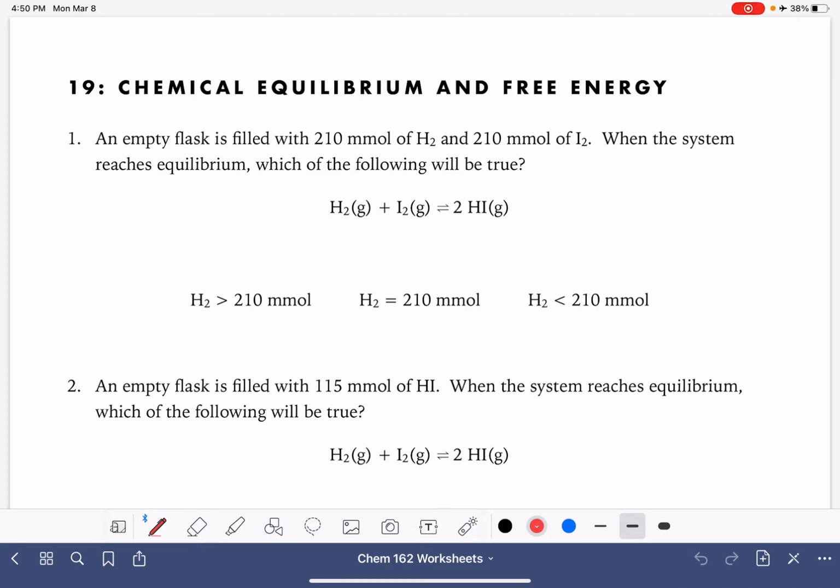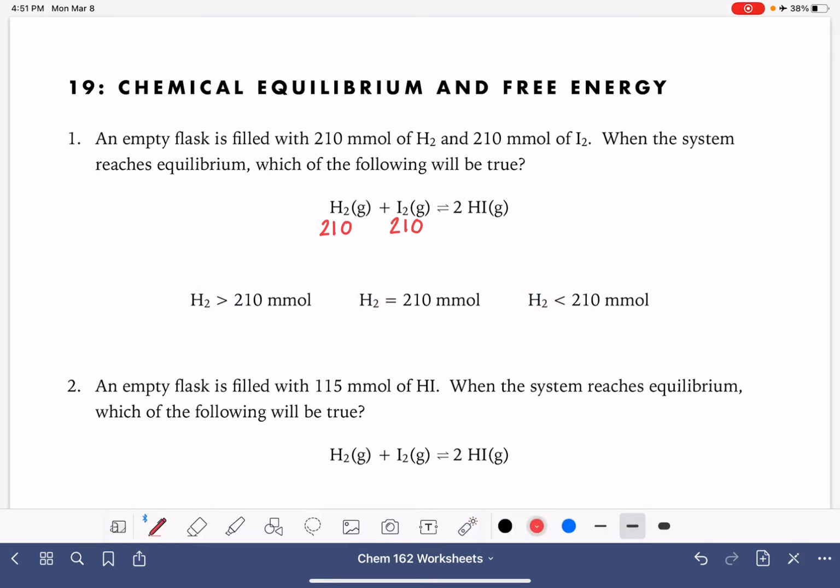On this worksheet, we're going to solve a variety of different problems about chemical equilibrium. The first problem is giving us a reaction that can exist in equilibrium, and telling us that we are starting out with 210 millimoles of H2 gas and 210 millimoles of I2 gas. And then it's asking, when the system reaches equilibrium, what will be true about the amount of H2 gas.